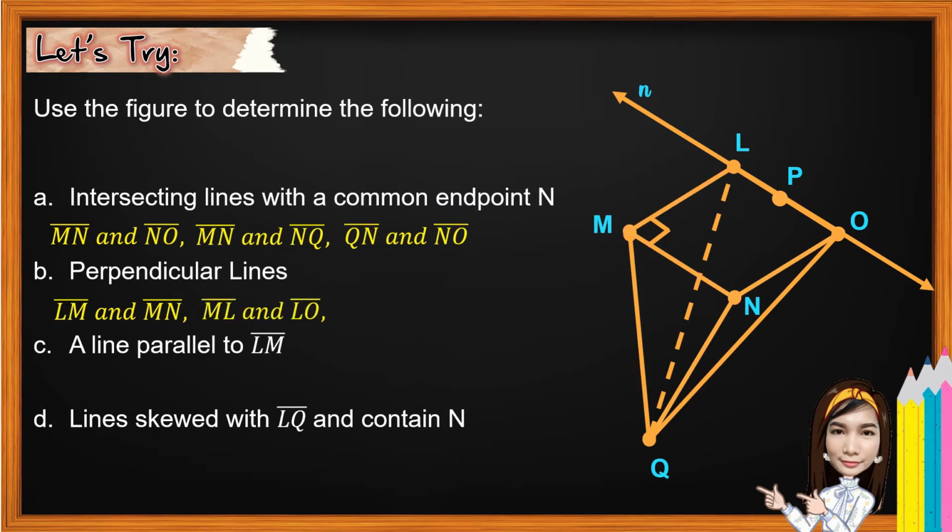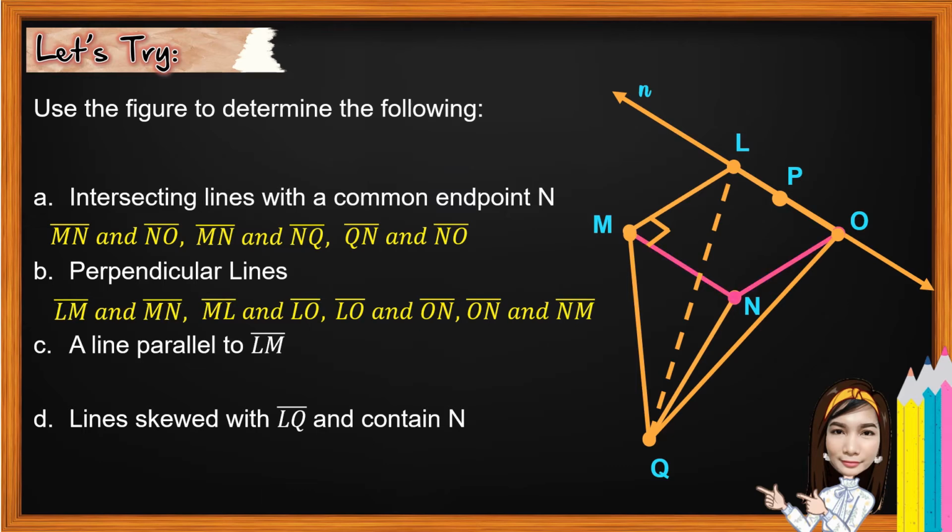Next, we have line segment ML and line segment LO. The two lines also form a right angle, so they are perpendicular. Next, we have line segment LO and line segment ON. So they are also perpendicular because they form a right angle. And for the last, we have line segment ON and line segment NM.